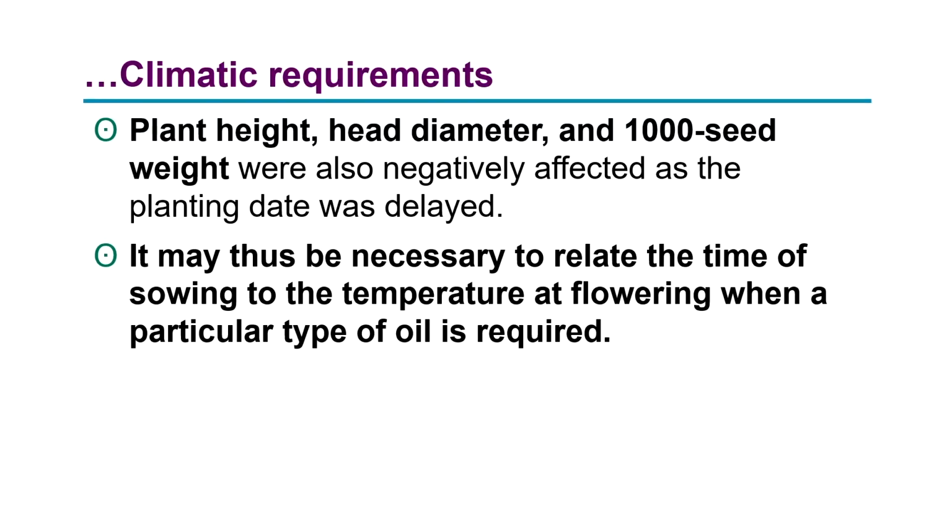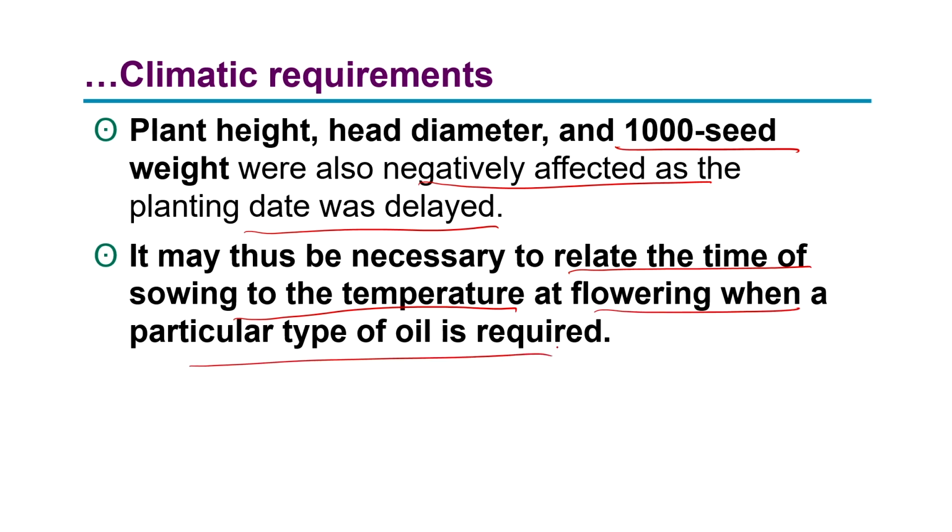Plant height, head diameter and 1000 seed weight were also negatively affected as the planting date was delayed. Therefore it may be necessary to relate the time of sowing to the temperature at flowering when a particular type of oil is required. So we can manipulate the quality of the sunflower oil by manipulating the planting time.